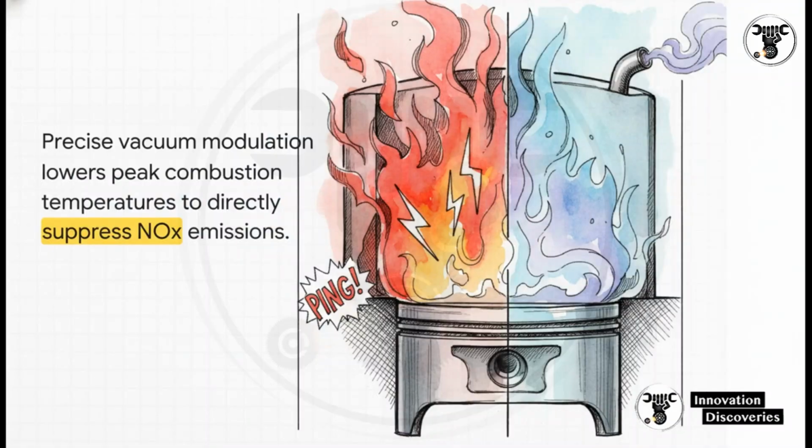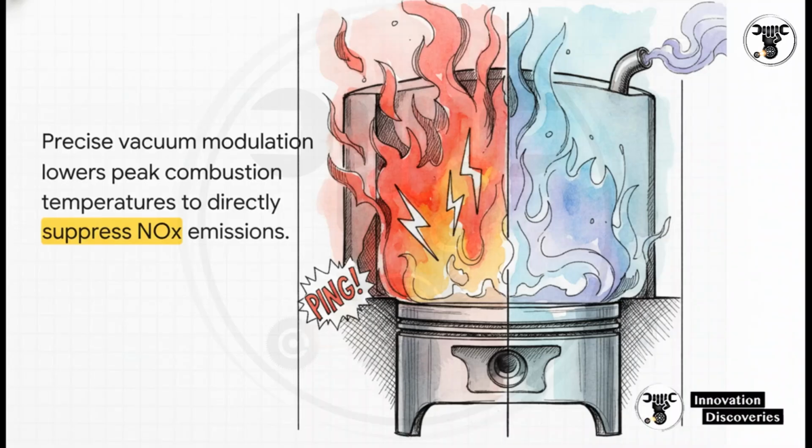Now you might be wondering, what's the actual why behind all this? Why do we need such precise vacuum modulation in the first place? Well, it's entirely about managing combustion chemistry. By introducing inert exhaust gas back into the intake, we dilute the air-fuel mixture. This absorbs heat and significantly lowers those peak combustion temperatures, which is absolutely crucial because it directly suppresses the formation of harmful nitrogen oxide, or NOx emissions.